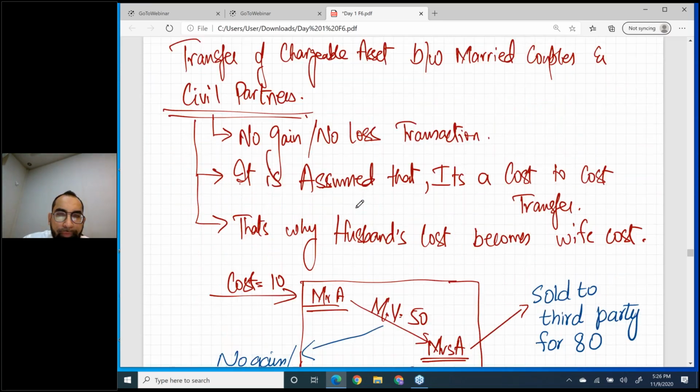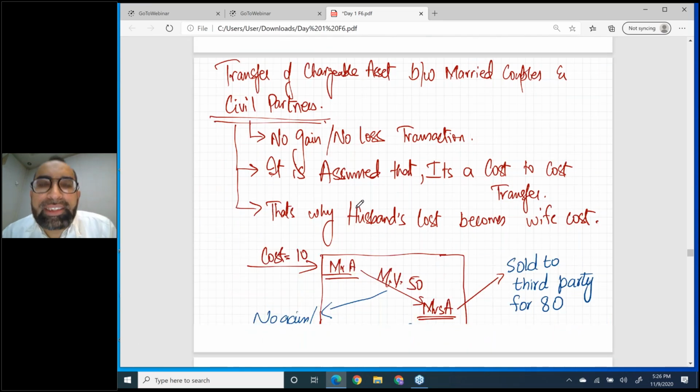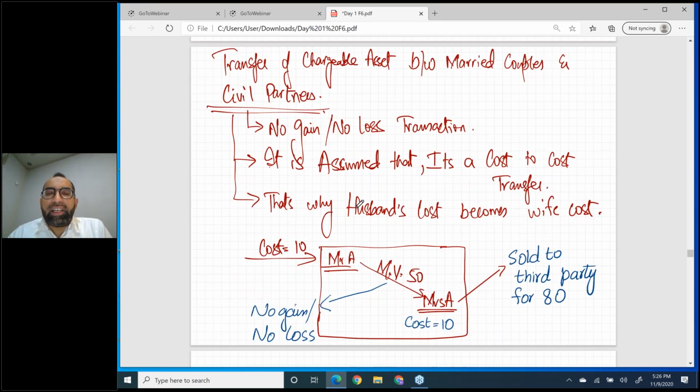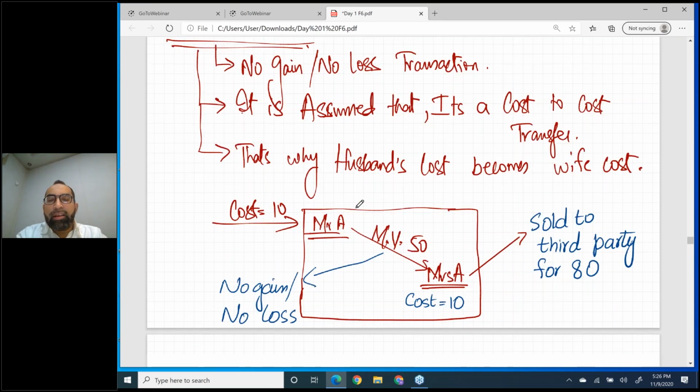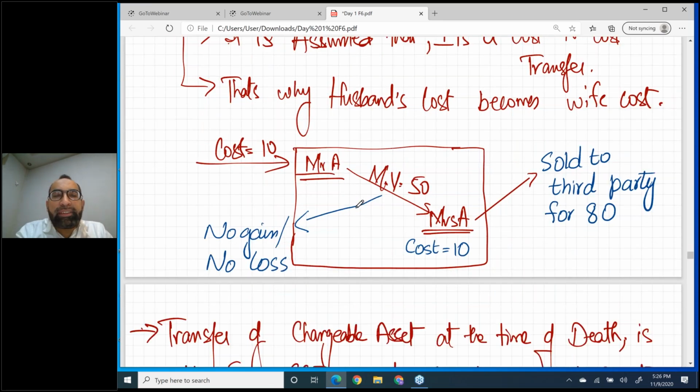Very interesting topic. Transfer of chargeable asset between married couples and civil partners. Now, for example, just look at the screen. You will understand. Mr. A and Mrs. A. Mr. A bought an asset for 10, and he transferred this asset to his wife when the market value was 50.